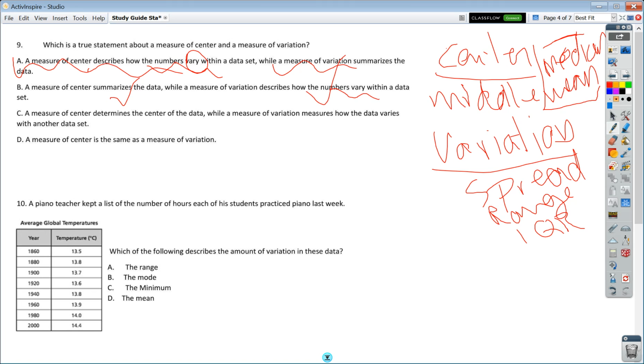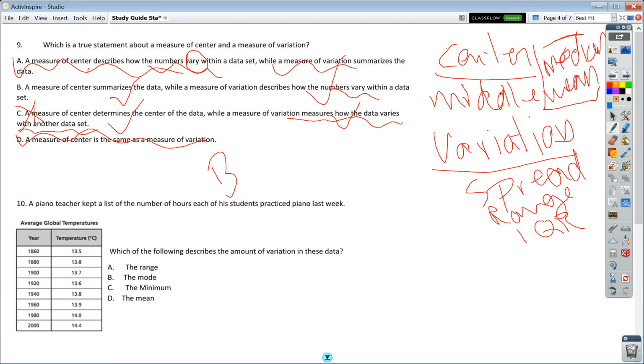A measure of center describes the center of the data. Yeah, that's true because it's the middle. A measure of variation measures how the data varies from another data set. Okay, so again, we're not specifically talking about comparing two data sets, so this one is not right. A measure of center is the same as a measure of variation. That's also not right. So the answer here is B, the best answer.